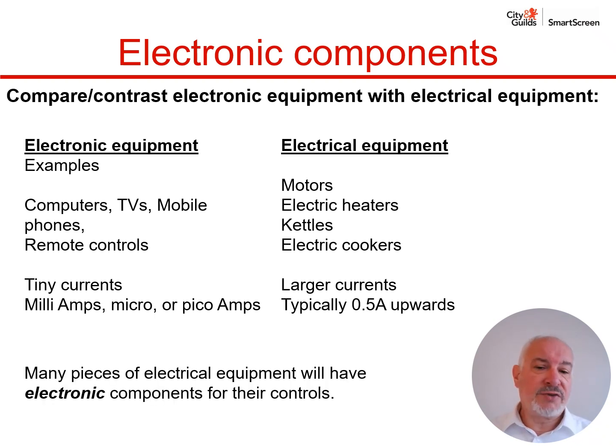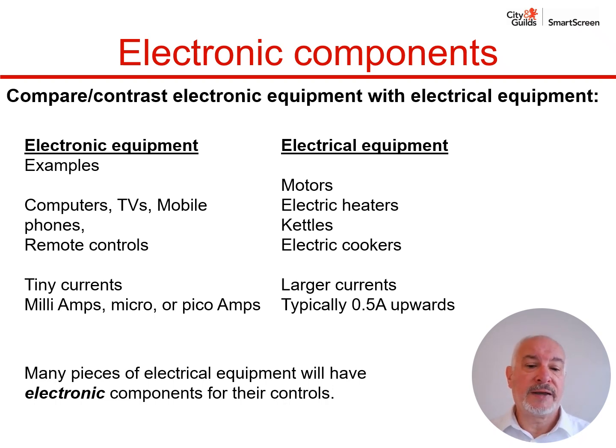And there is a little bit of a crossover between the two because a lot of electrical equipment does contain some electronic components in order to control them. So for instance, an electric cooker would probably have an electronic component or two in there to control the temperature, turning the different elements on and off and so on, and timers, that kind of thing. So hopefully that gives you a little bit of an idea of the differences.